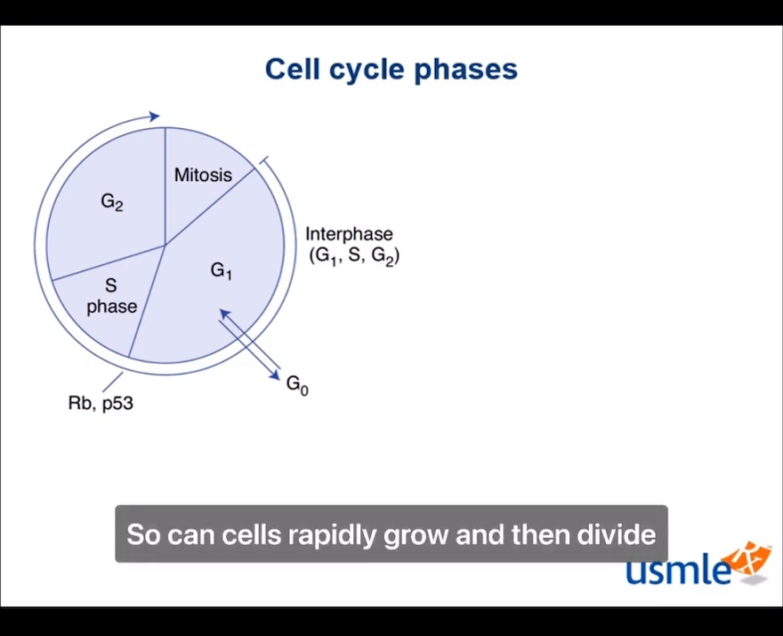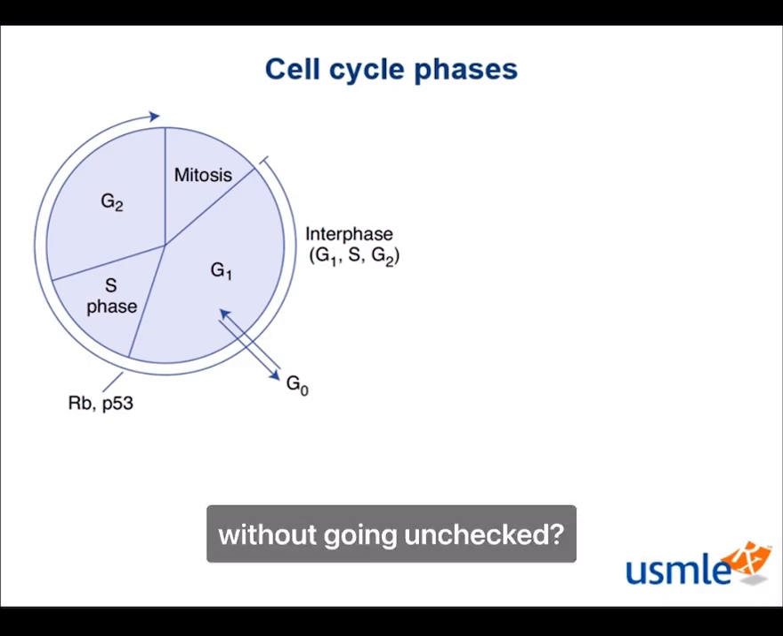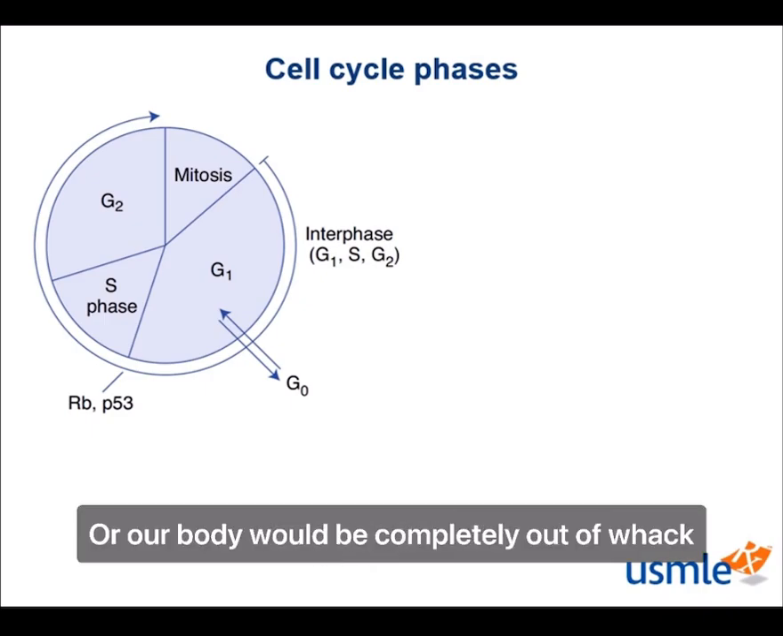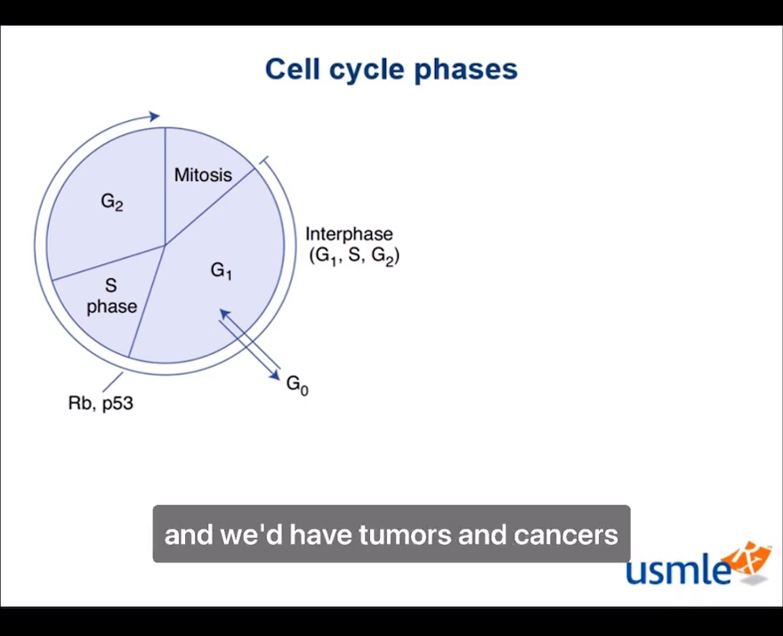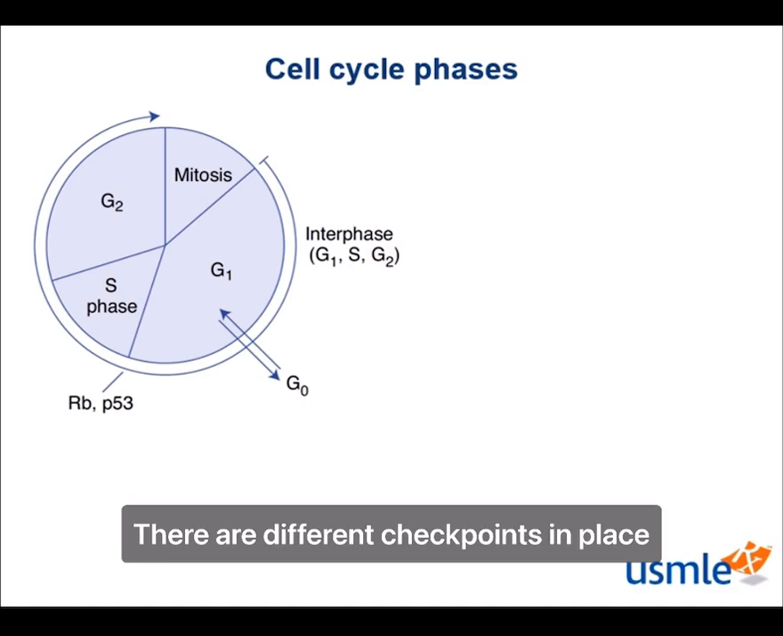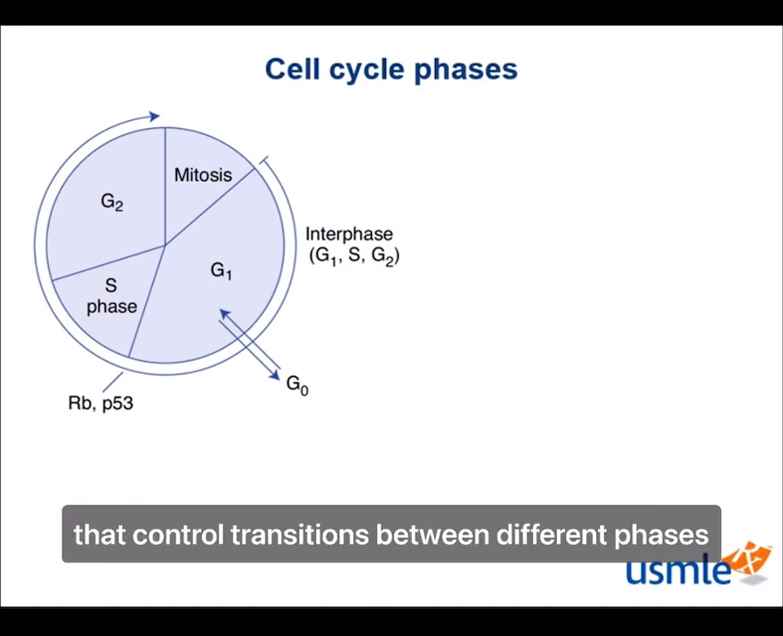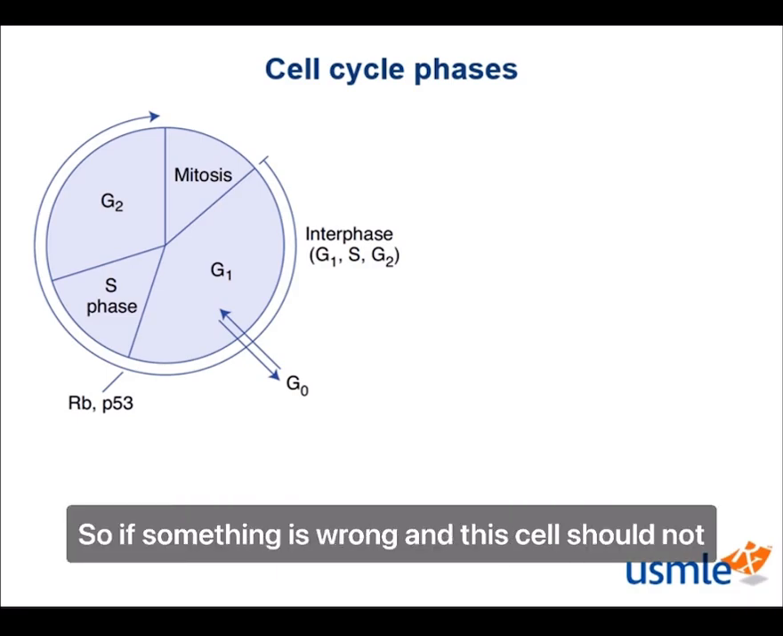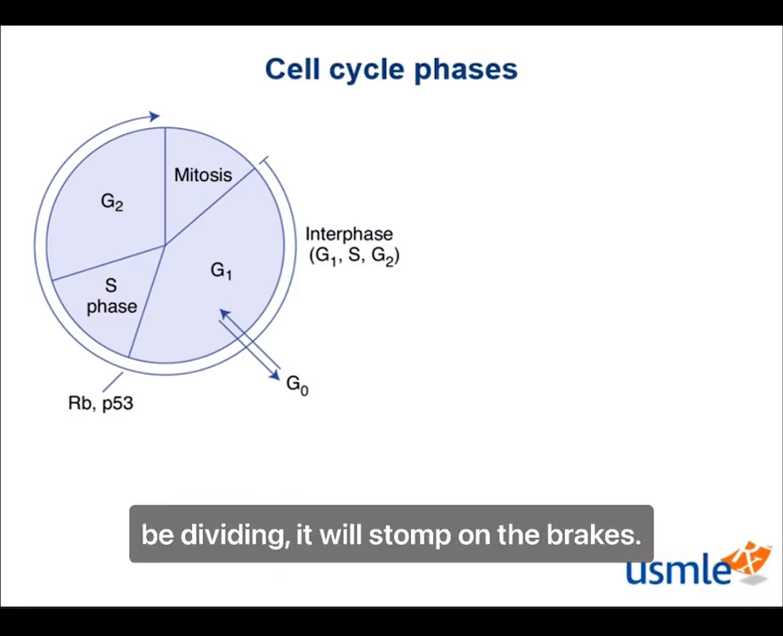So can cells rapidly grow and then divide without going unchecked? No, right? Or our body would be completely out of whack and we'd have tumors and cancers growing like wildfire. There are different checkpoints in place that control transitions between different phases of the cell cycle. So if something is wrong and this cell should not be dividing, it will stomp on the brakes.